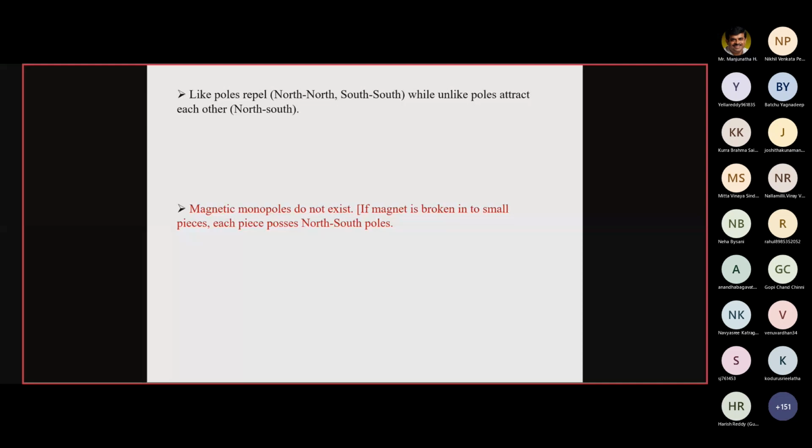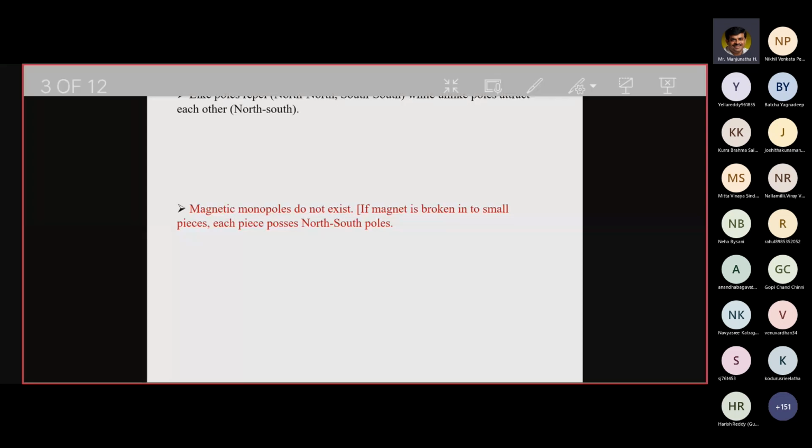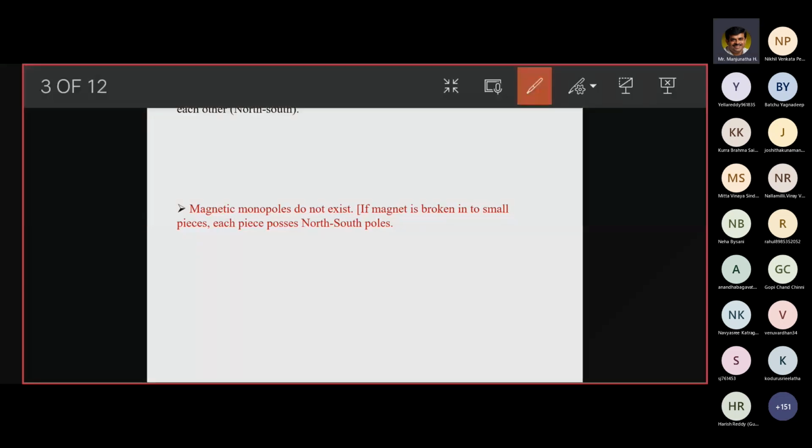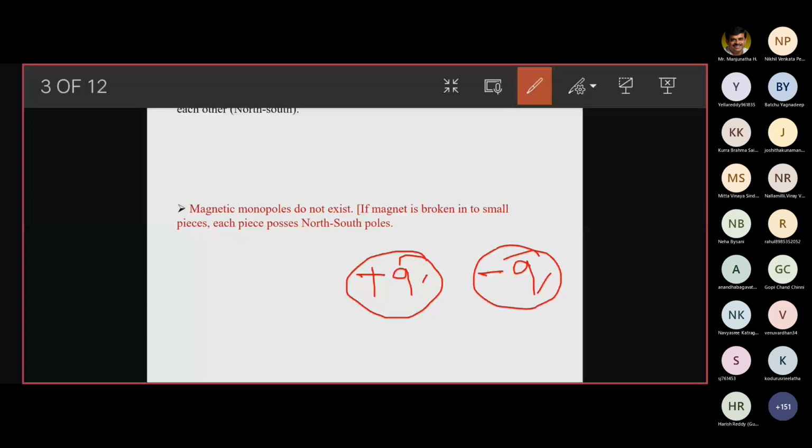See, magnetic monopoles do not exist. What do you mean by this? Let me explain. You know that if you take a charge, you can get plus Q, or you can get minus Q. You can get these separately. So electric poles exist.